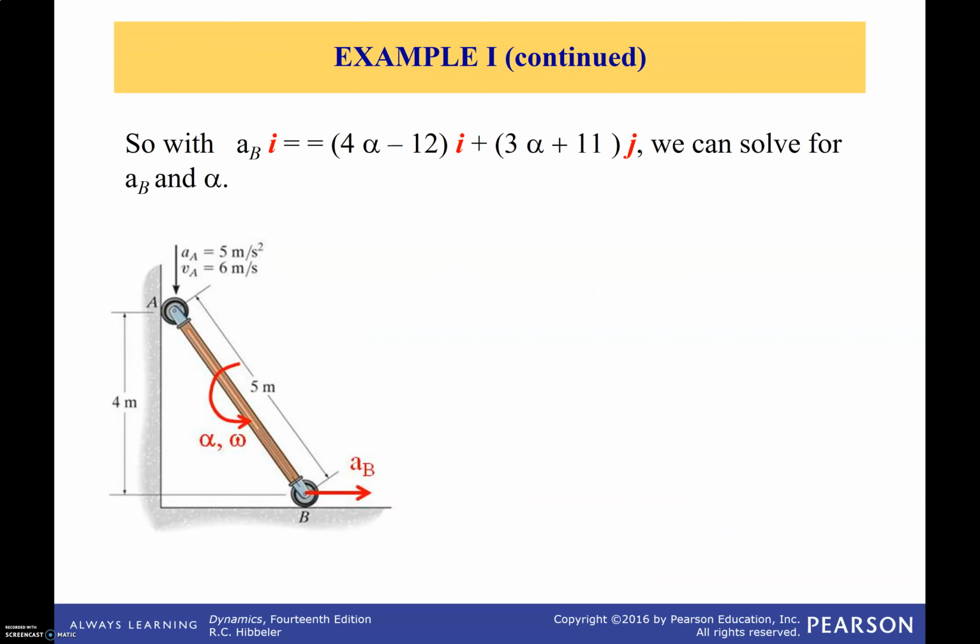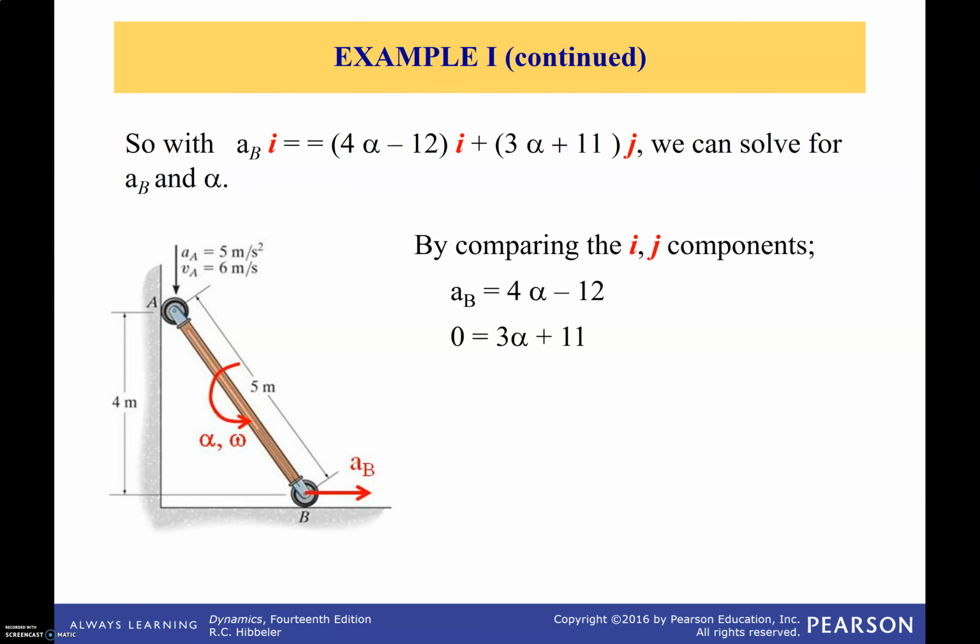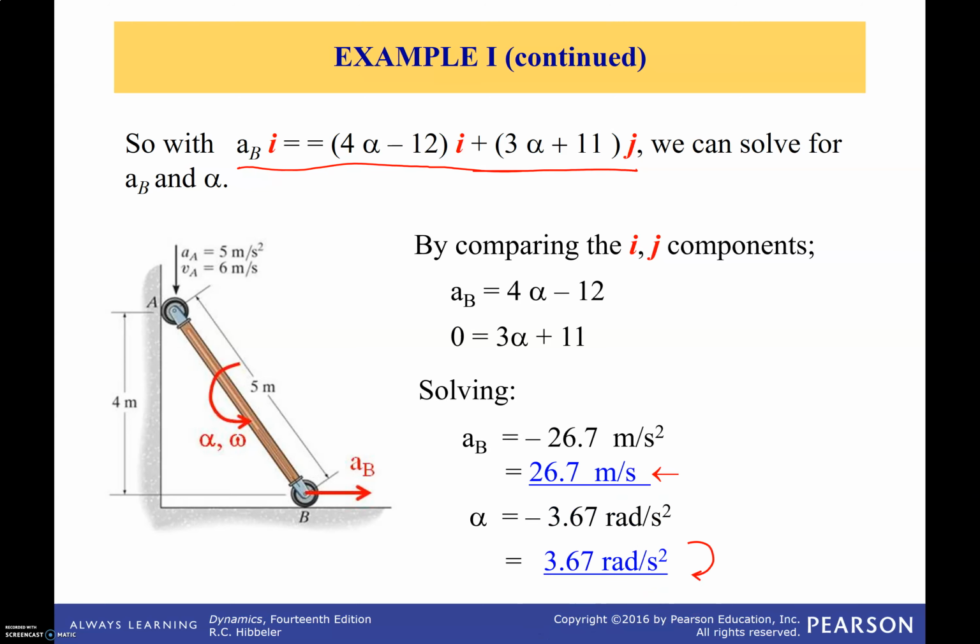This is our final equation, where these are basically two equations, one for the x and one for the y. We can solve this using simple algebra. We get the x equation and the y equation right there. This is x, this is y. And then finally we can solve for aB and alpha.